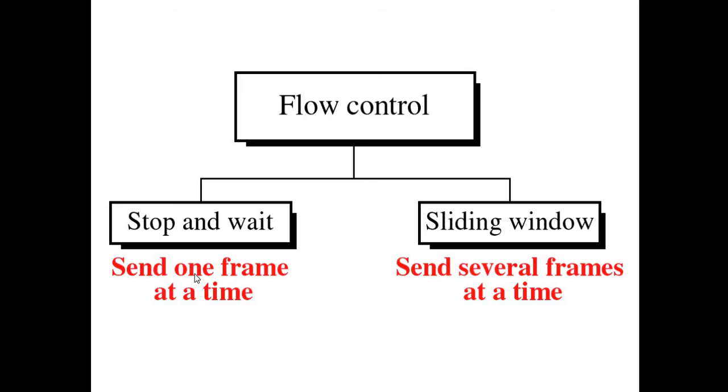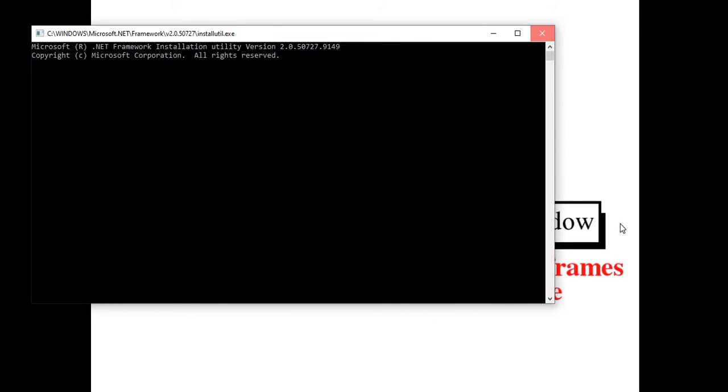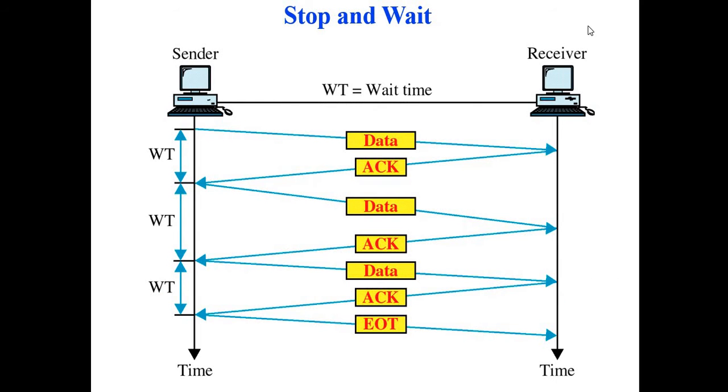For flow control, we have stop and wait and sliding window protocols. Today we are going to see about the stop and wait protocol. In stop and wait ARQ, one frame is transmitted at a time, we get an acknowledgement for that, and then the next frame is transmitted. The other one is sliding window ARQ, where several frames can be transmitted at the same time. So this is about the stop and wait ARQ.